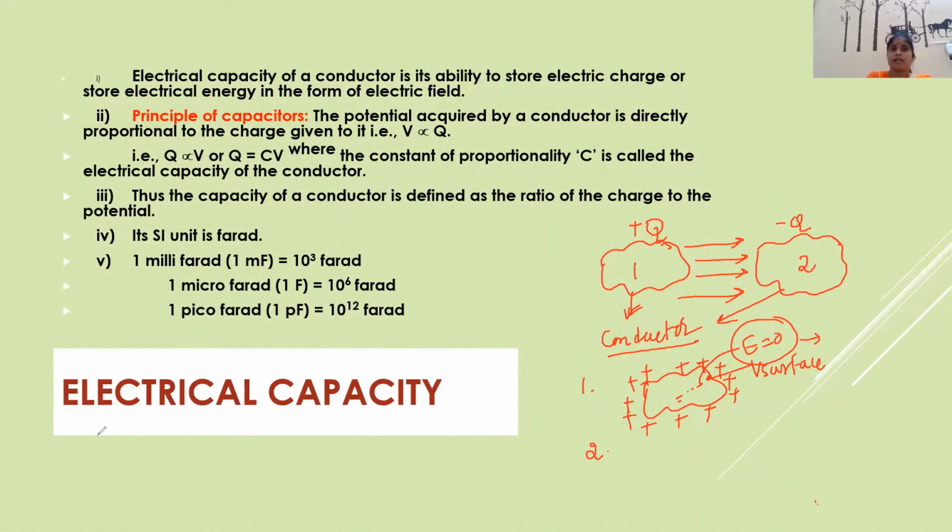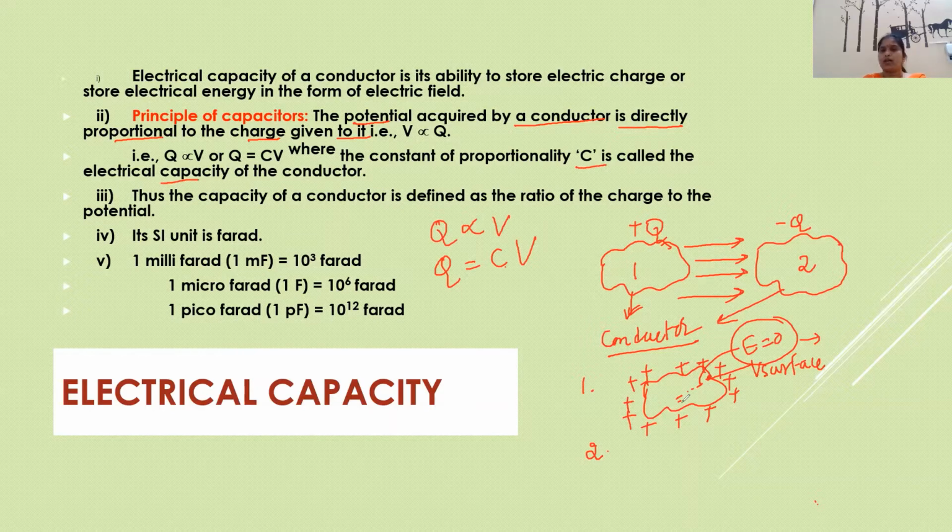So what is the principle of capacitor? The principle of capacitor states that the potential acquired by a conductor is directly proportional to the charge given to it, or generally the charge Q is directly proportional to V. Removing the proportionality sign, we get a proportionality constant C, so Q = CV, where C, the proportionality constant, is called the capacitance of a capacitor.